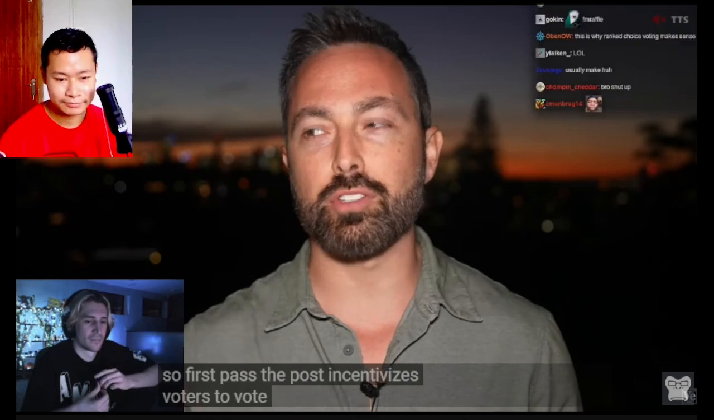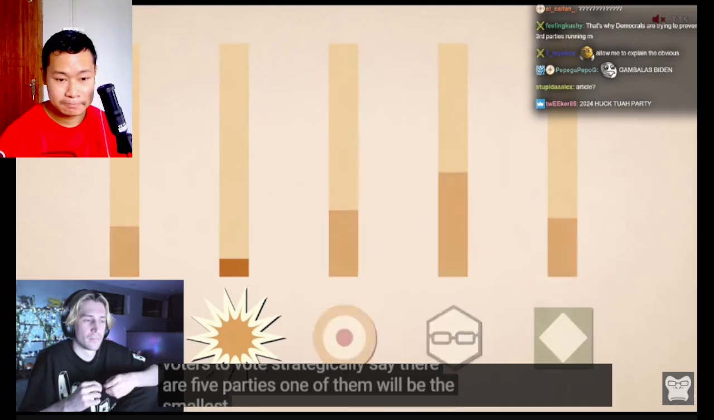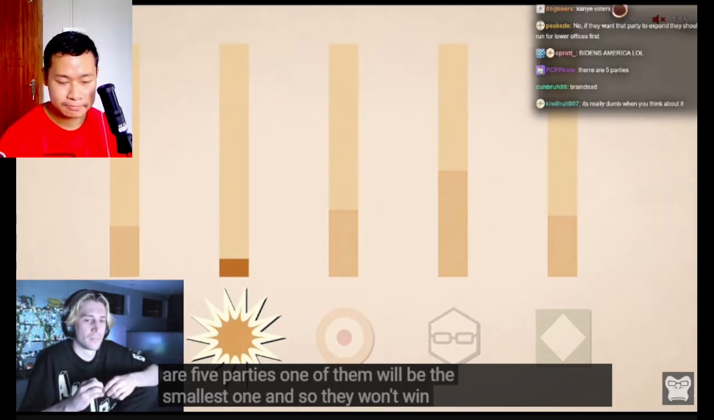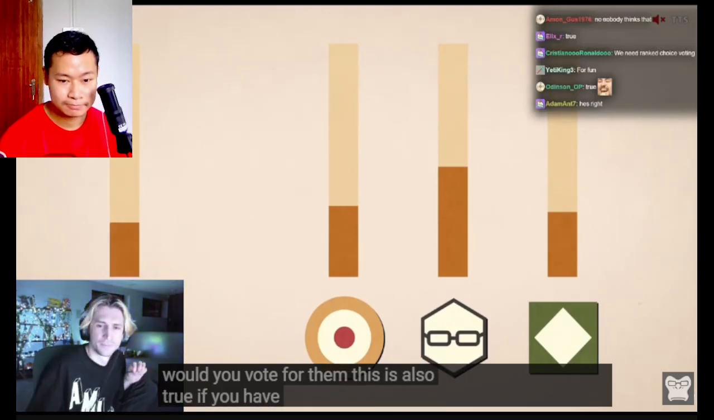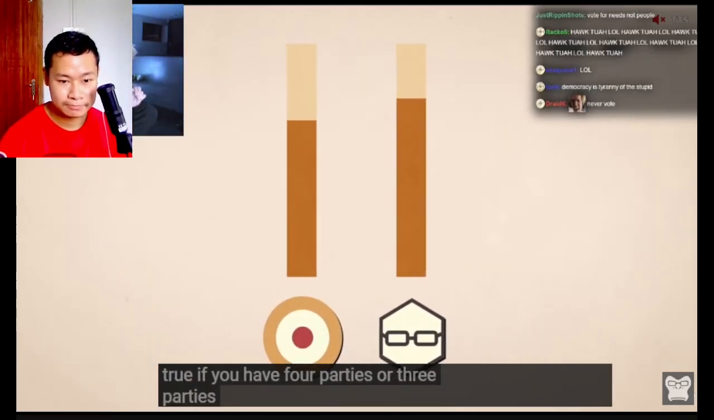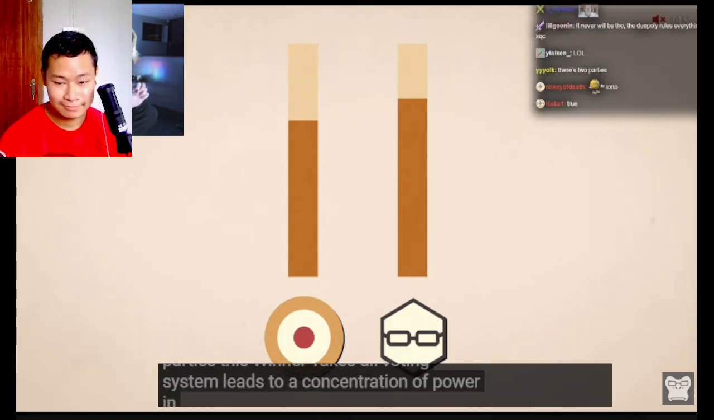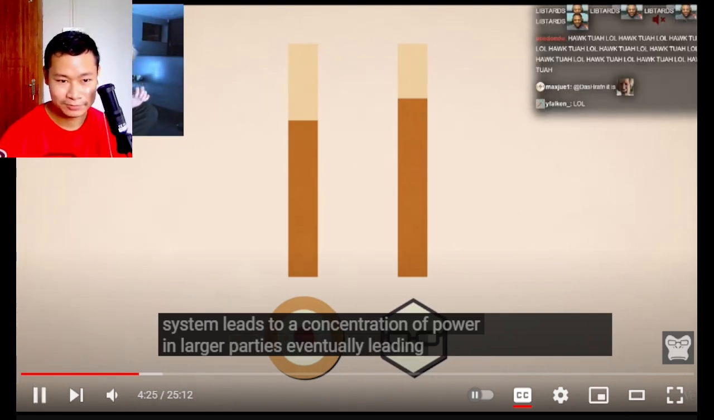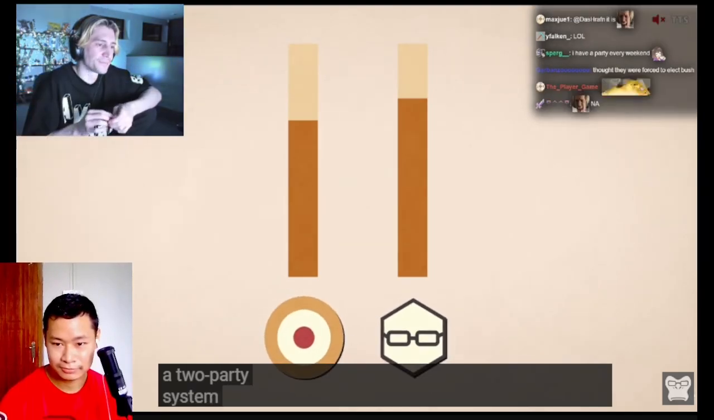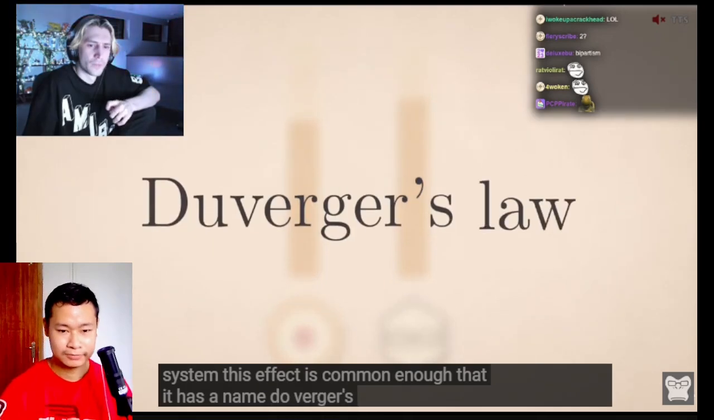So first past the post incentivizes voters to vote strategically. Say there are 5 parties. One of them will be the smallest one, and so they won't win. Why would you vote for them? This is also true if you have 4 parties or 3 parties. This winner-takes-all voting system leads to a concentration of power in larger parties, eventually leading to a 2-party system. This effect is common enough that it has a name: Duverger's Law.